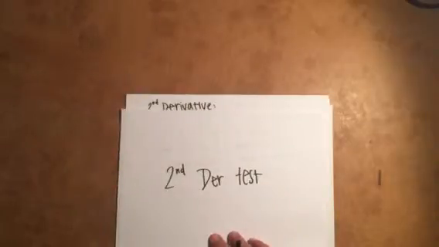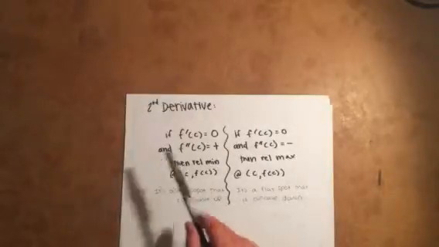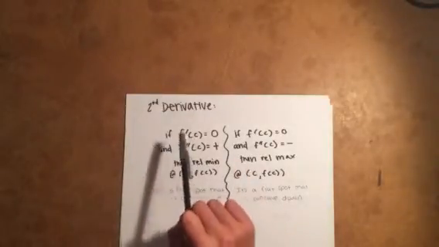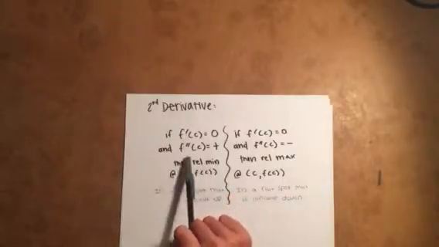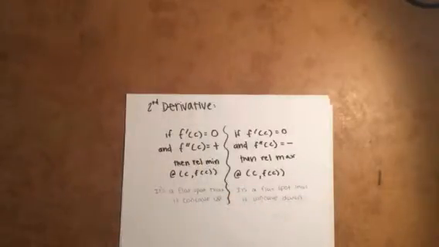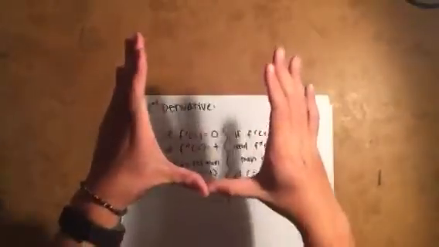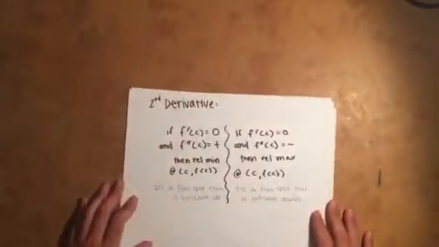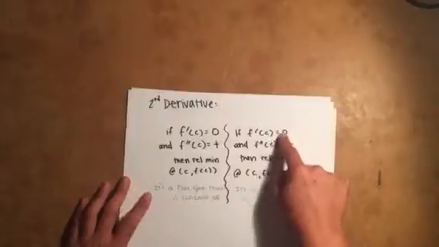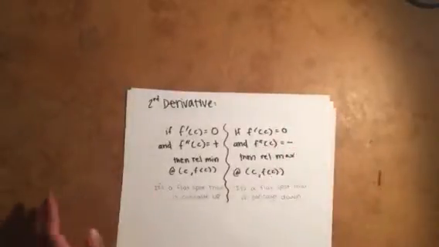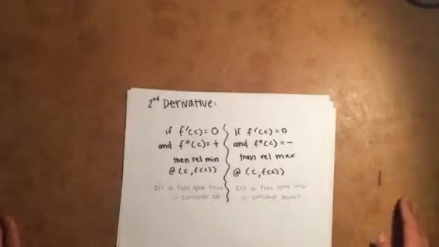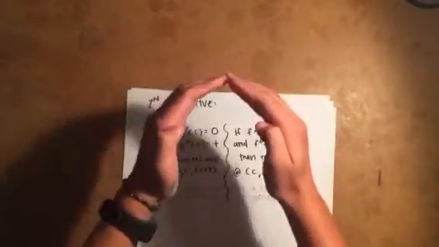We can also use the second derivative test to find the local extrema. So the second derivative test says that if the first derivative is equal to 0 and the second derivative is positive, then the relative minimum is at c, f of c, which just means that at this point there's a flat spot and the rest is concave up, or the function is concave up. If the first derivative is 0 and the second derivative is negative, then there's a relative max at c, f of c, which means there's a flat spot that is concave down.